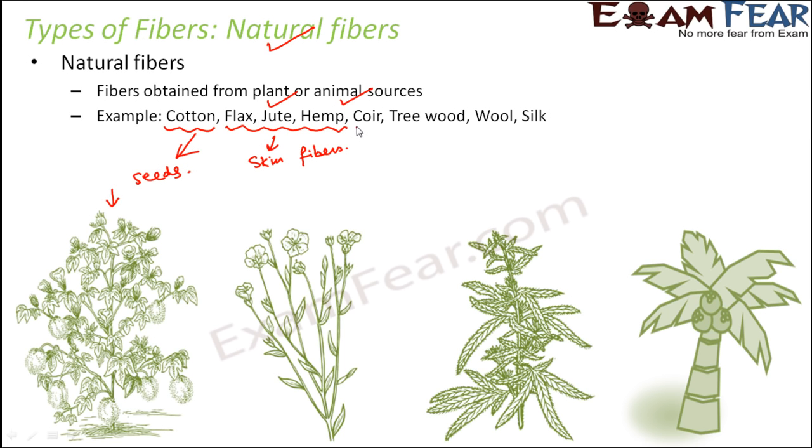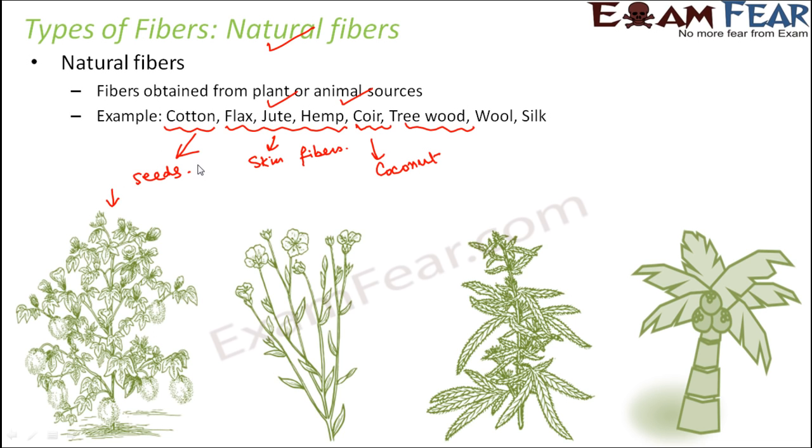Then you have coir. Coir is a coconut fiber which is obtained from coconut. If you look at the structure of a coconut, you will see the outer brown layer which is kind of rough. That's how the coir fabric also looks, because it is derived from coconut. Then you have tree wood. This is obtained from stalks of different plants like bamboo, then straw of wheat or rice. These are the sources for tree wood.